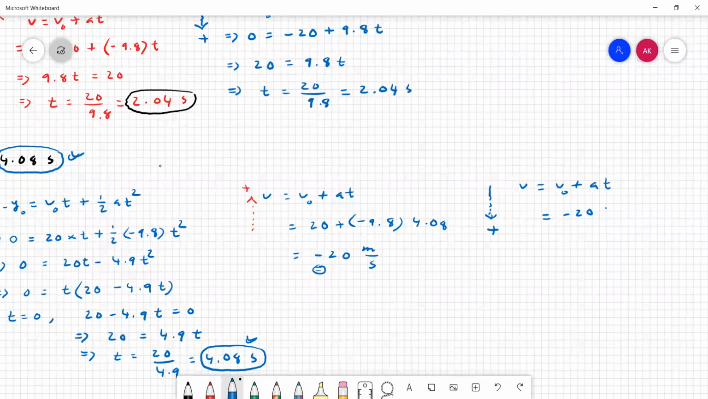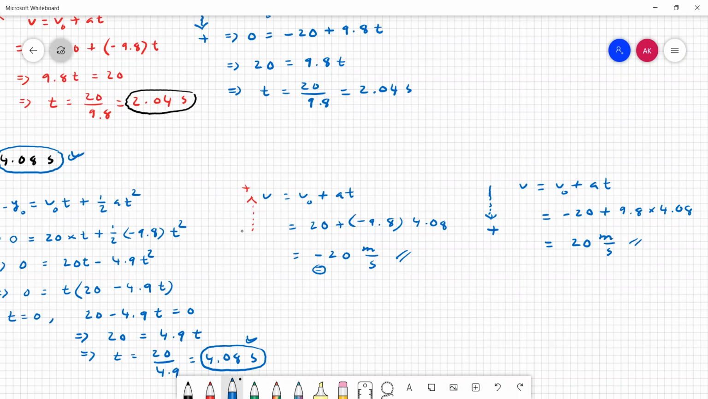How about A? Plus or minus? Plus. And T is 4.08. So if you solve that one, you're going to get V to be 20 meters per second. What's the difference between this and that? The coordinate axis. You see that in one we get a negative number, in the other a positive number, but it makes sense.